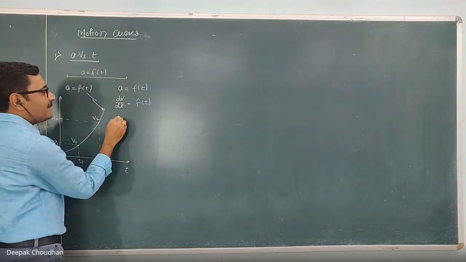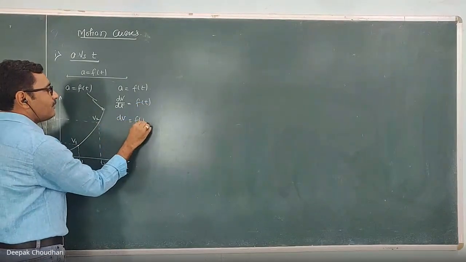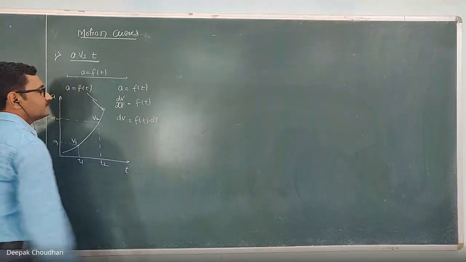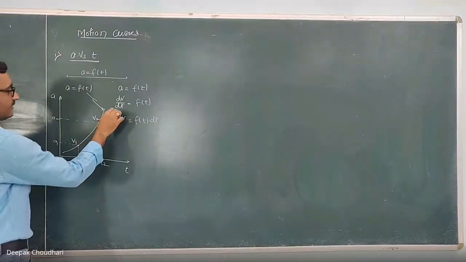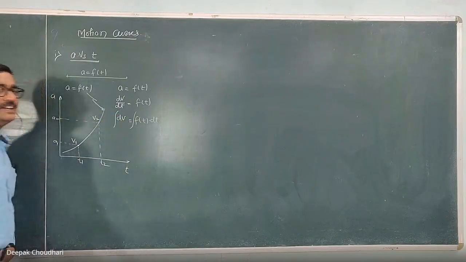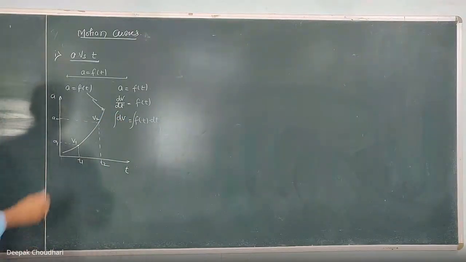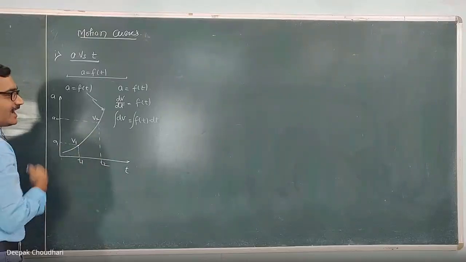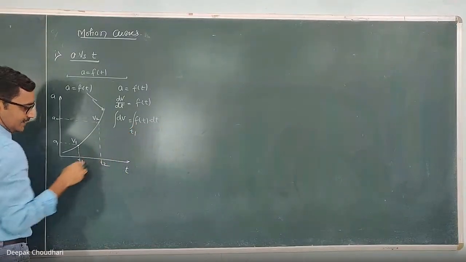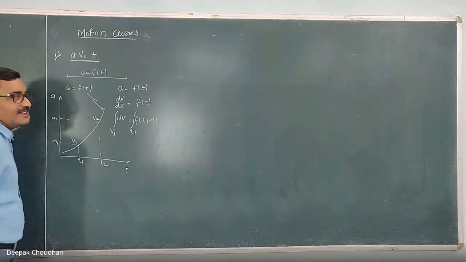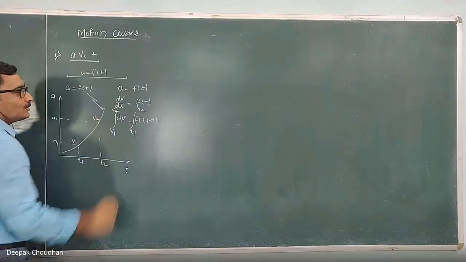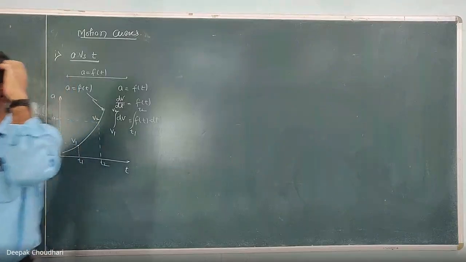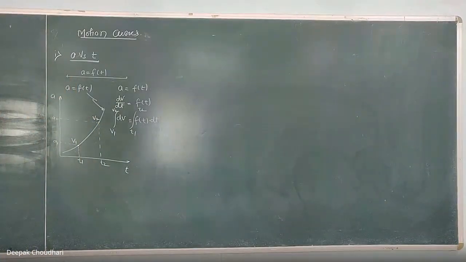Now let's separate the variables. So we can write dv equal to f of t into dt. Now integrating both sides. For this motion, I know that when t equals t1 the velocity is v1, and when t equals t2 the velocity becomes v2. Here I make that indefinite integral a definite integral by substituting the limits.